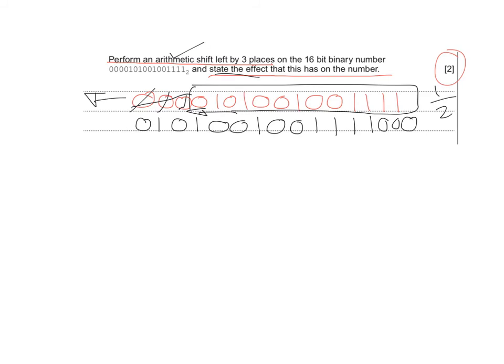But what's the actual effect that it has on the number? So to get my next mark, I'm literally going to write the effect that it has on the number. Moving it by 3 places has the effect of multiplying the number by 8. 1 place will be 2. 2 places will be the equivalent of multiplying it by 4. 3 places in this case is the same as multiplying the original binary number by 8, or 2 to the power 3.